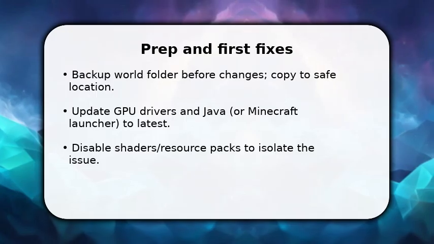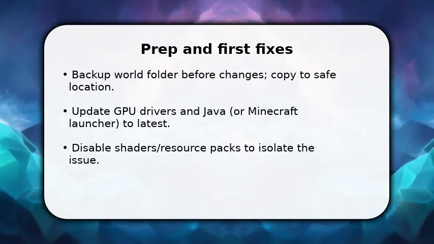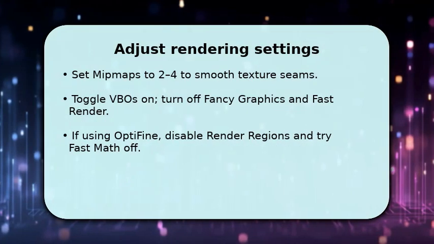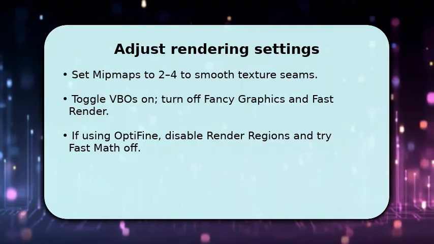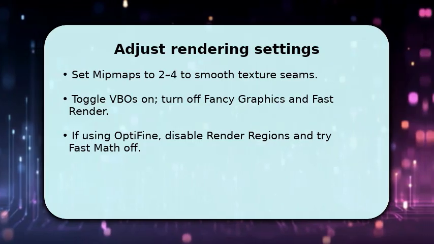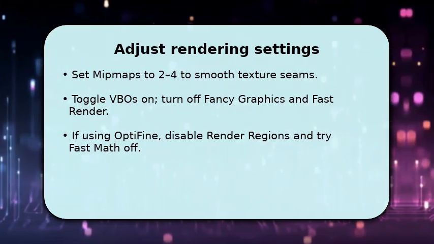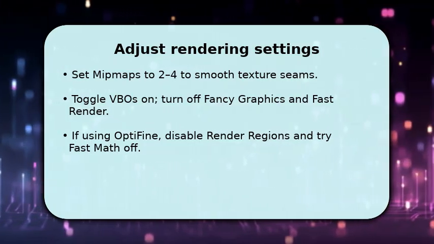Now adjust in-game rendering to remove seams. Open video settings and raise mipmaps to 2 to 4. This smooths edges between different texture resolutions. Enable VBOs if available, and switch fancy graphics off because fancy transparency sometimes causes visible lines.